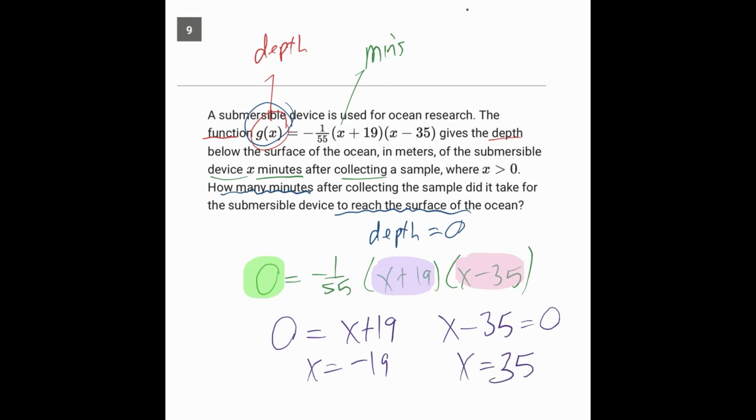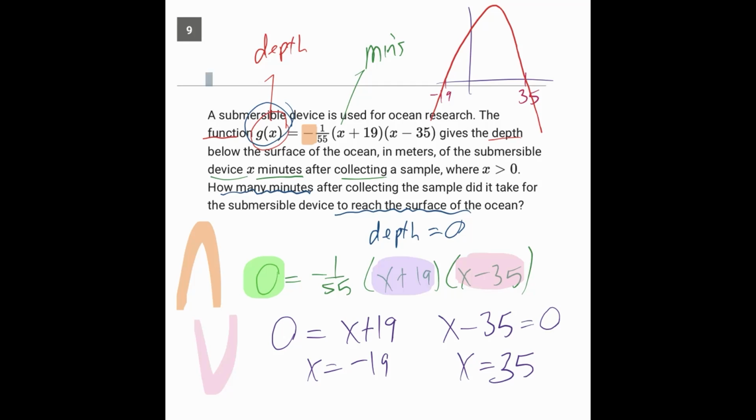So if we think about this graph, it's an upside-down parabola because of this negative sign. So if you have a negative sign in the front of a parabola, it looks like this. If you don't have a negative sign in the front, if you have a positive, it looks like that. So this is an upside-down parabola, and we just found out that it hits at negative 19 and positive 35. Those are the two places where it hits the y-axis. So the graph looks something like this.